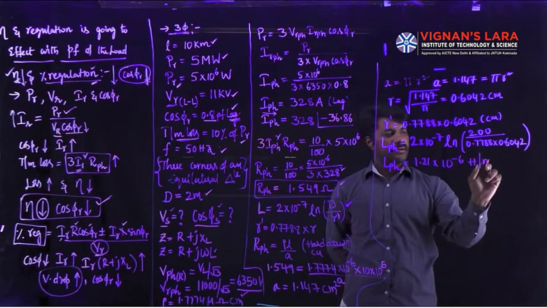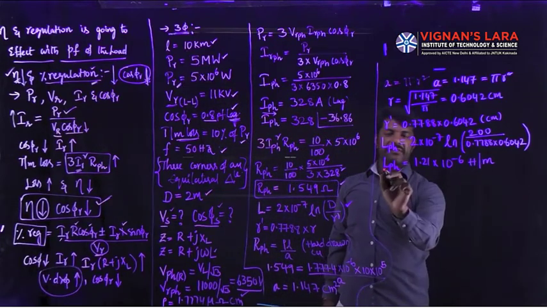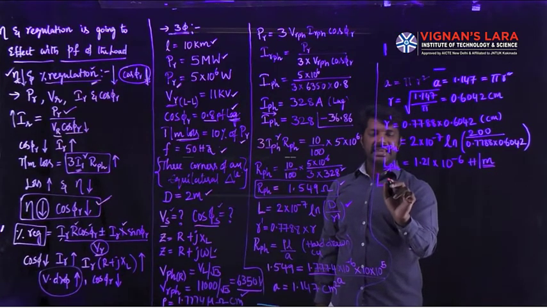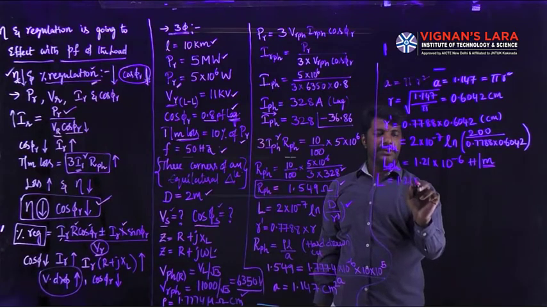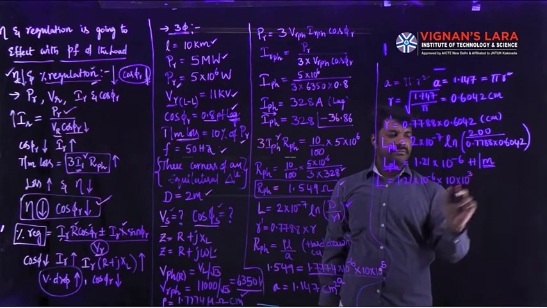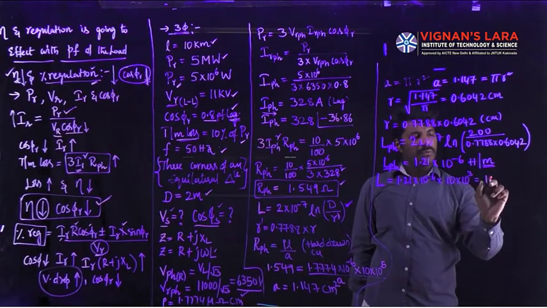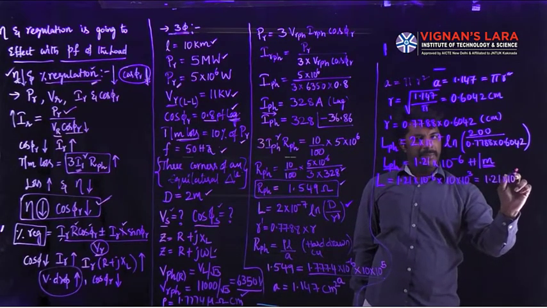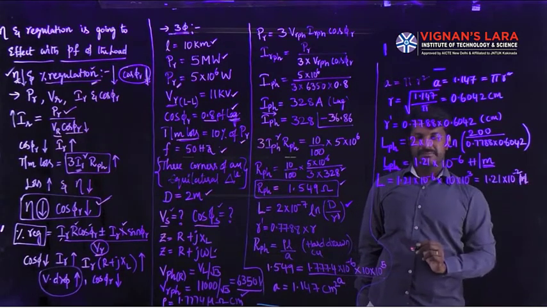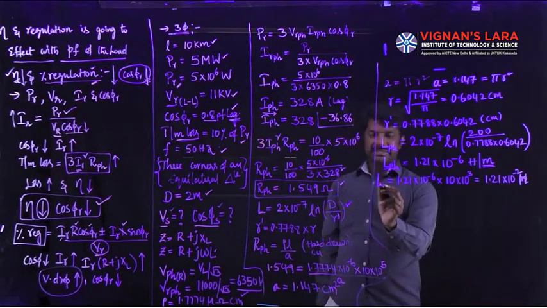henries per meter. But the length of the transmission line is 10 kilometers. We got the magnitude of inductance only for 1 meter. Then the entire magnitude of the inductance L is equal to 1.21 into 10 power minus 6 multiplied by 10 kilometers, 10 into 10 power 3. The inductance for the entire 10 kilometers is 1.21 into 10 power minus 2 henries. The unit is henries, for the 10 kilometer line. Okay, then L is obtained.